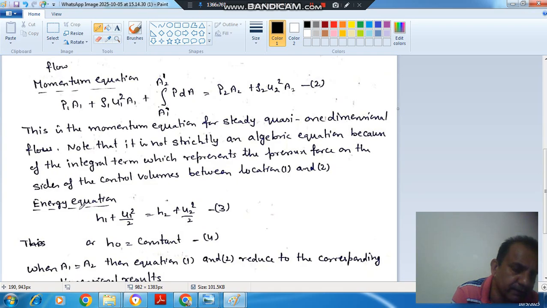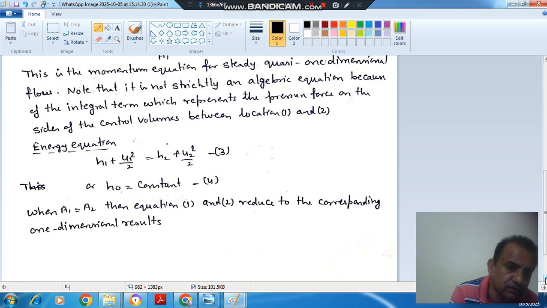Now energy equation will remain same because total energy at location 1 will be equal to total energy at location 2. At location 1 total energy is h1 plus u1 square by 2, and at location 2 the total energy is h2 plus u2 square by 2. Because we are not adding any heat to this, we are just changing area, it will remain constant. Or we can say stagnation enthalpy remains constant. This can be termed equation 3 and this can be termed equation 4. So these are the equations for quasi one dimensional flow.